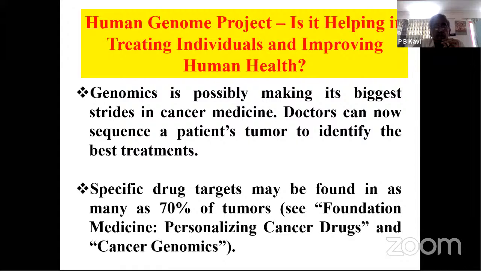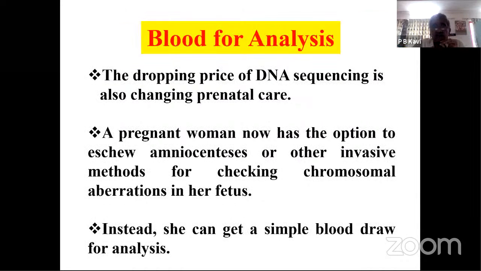And then genomics is probably going to make its biggest strides in cancer therapy. So doctors can now sequence a particular patient's tumor to identify certain DNA disorders or DNA variations, and based on the DNA variation, the doctor can administer the drug and treat the patient and go for therapeutic interventions. Specific drug targets may be found in as many as 70% of the tumors. So, in other words, the human genome sequencing is very, very essential before we treat a particular patient.